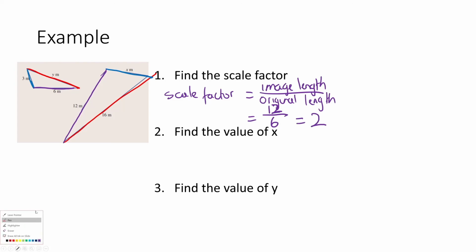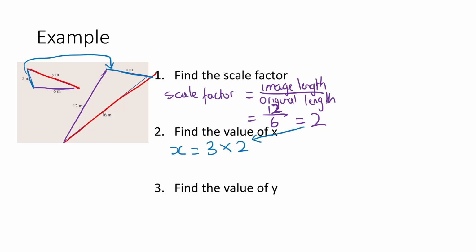All right, x is in blue, so we'll do it in blue. Going from small to big, you have to multiply by the scale factor. So it's 3 times 2, which is your scale factor, and then your x is 6 meters. Last one, you're going from big to small, so your y will be equal to your big number divided by your scale factor. The y is equal to 8 meters.